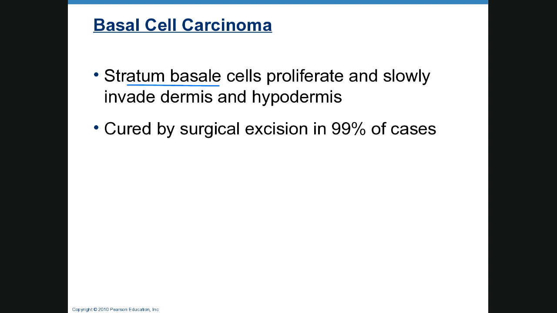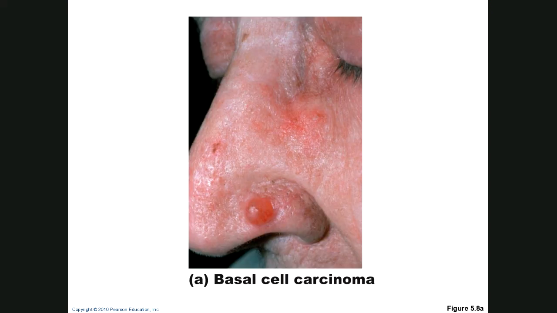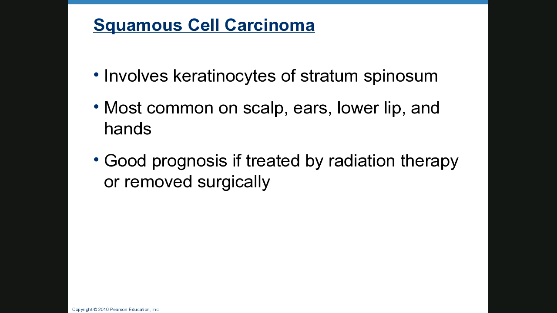Okay, basal cell carcinoma comes from the stratum basale cells. They proliferate in the dermis and hypodermis. 99% of the cases can be totally cured by excision, but they are destructive and they can damage the nose here and any facial features. And these are going to be from constant exposure to the sun.